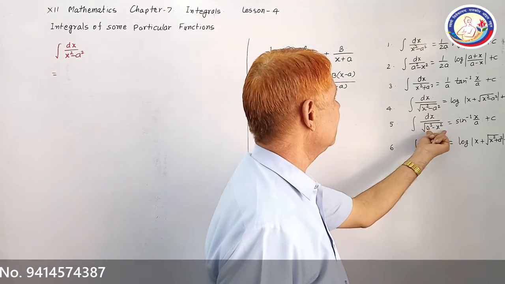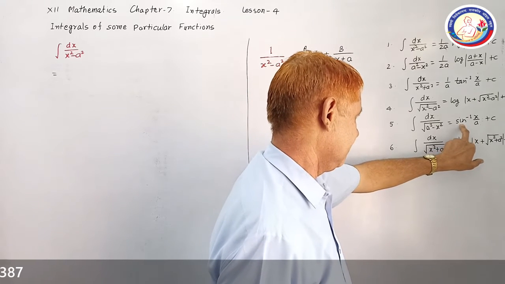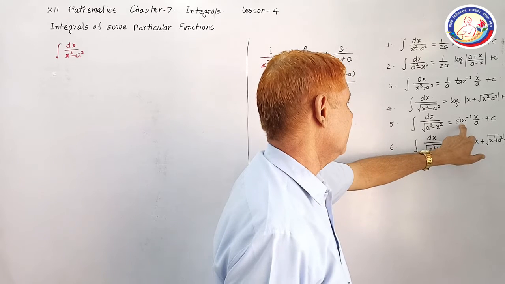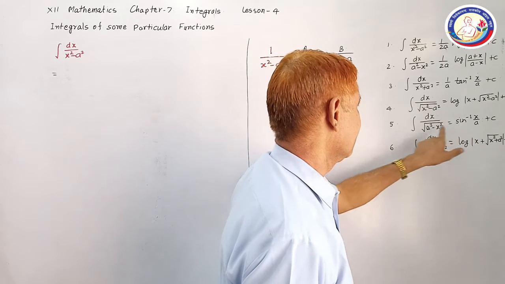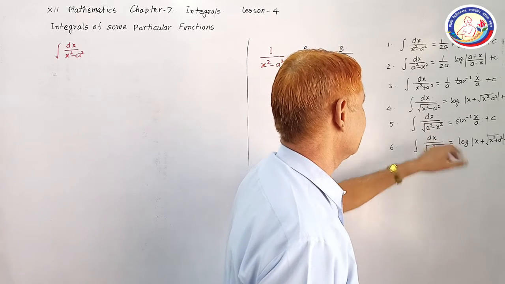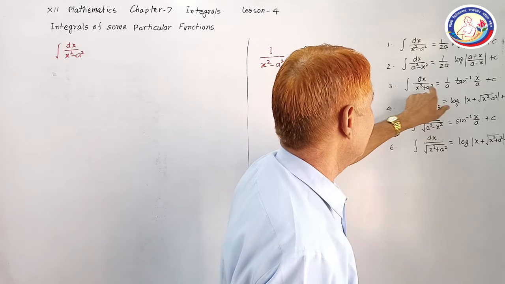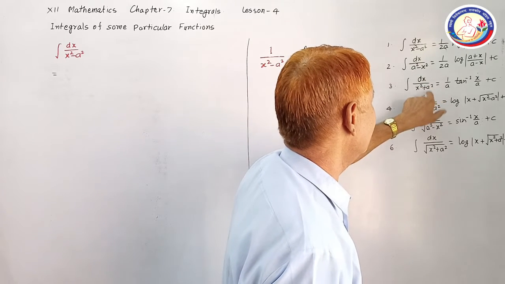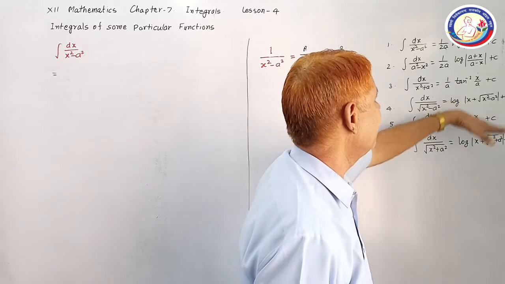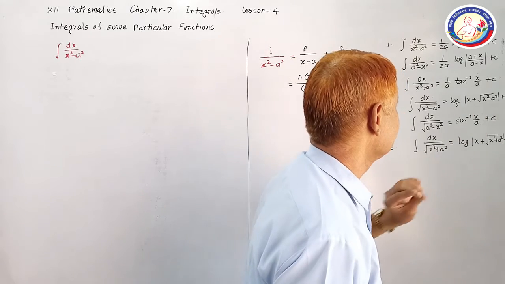We are familiar with this integral. We have already found the integration of square root of 1 minus x square. Then 1 upon 1 plus x square in the denominator is tangent inverse x. But these are different from the original integrals.